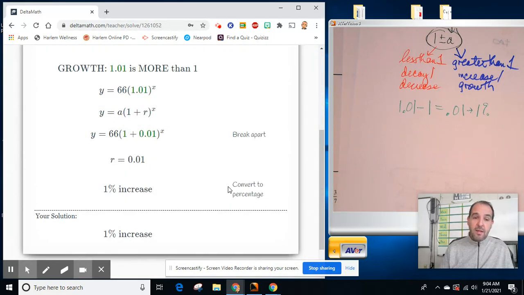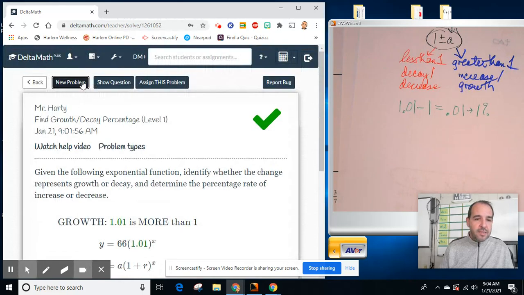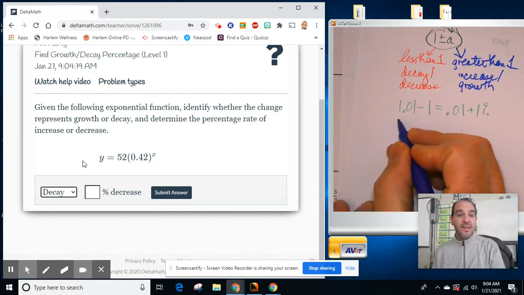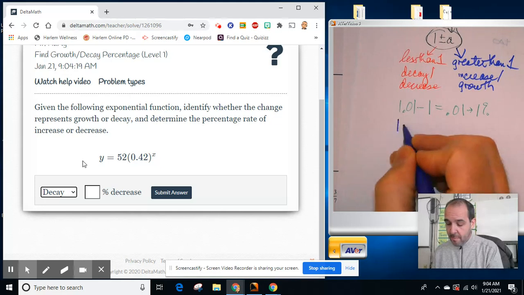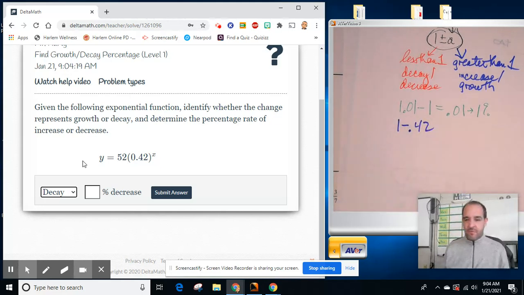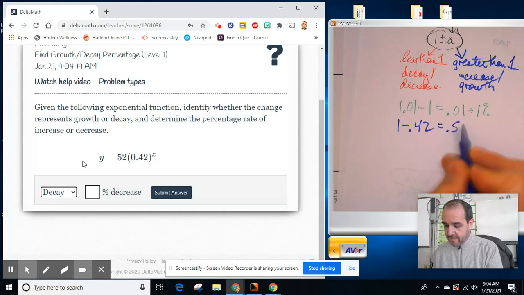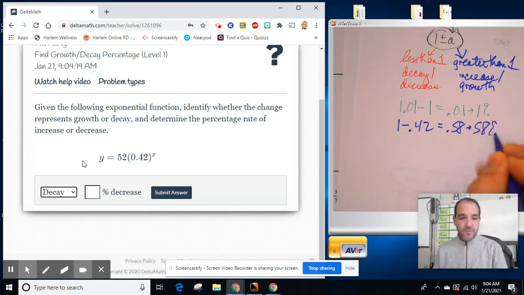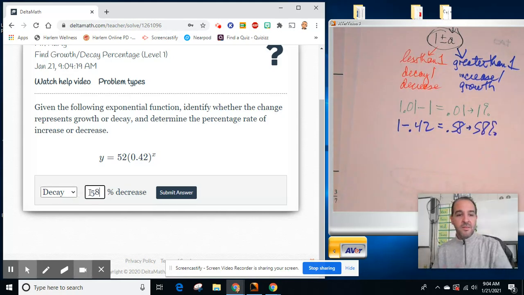Okay, so we got it. Now let's do another one of these. Okay, perfect. So I get another one, and now I look, and I'm like, okay, Hardy, I got this. It's less than 1, so it's decay. Okay, it's 0.42. So 1 minus 0.42, because I always put the bigger number first, is 0.58. But again, don't put the 0.58. Percentage. Multiply it by 100. Move it 2 decimal places to the right. 58% decrease.